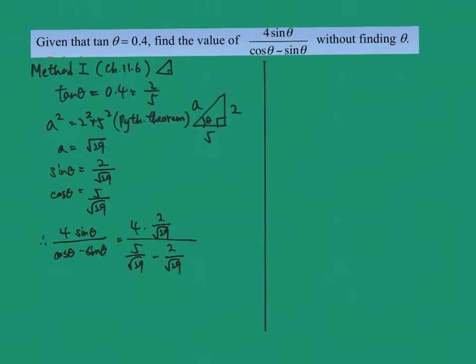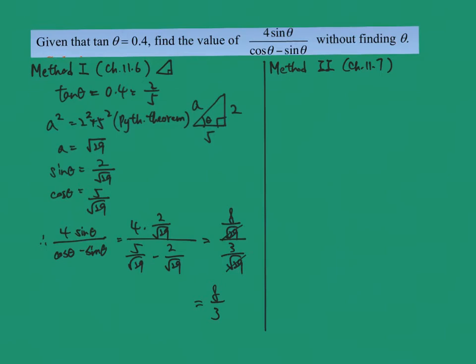Therefore, what I do next is substitute the values of sine theta and cosine theta into this expression to get this line. Then simplify the numerator, simplify the denominator, and you can get this one. And now you can see we can cancel out root 29. Therefore, the answer is 8 over 3. Done. Now, on the right hand side, I'm going to show you the second method. That is the method I used in the previous example.